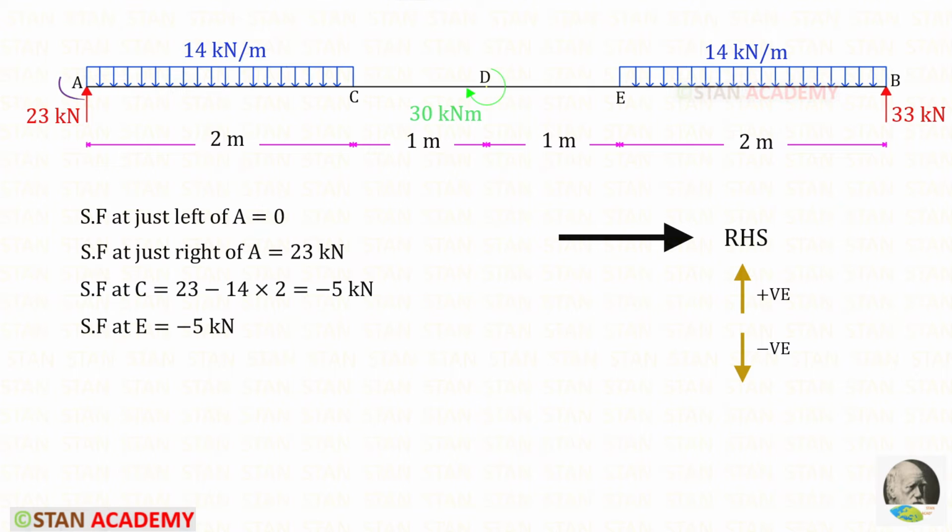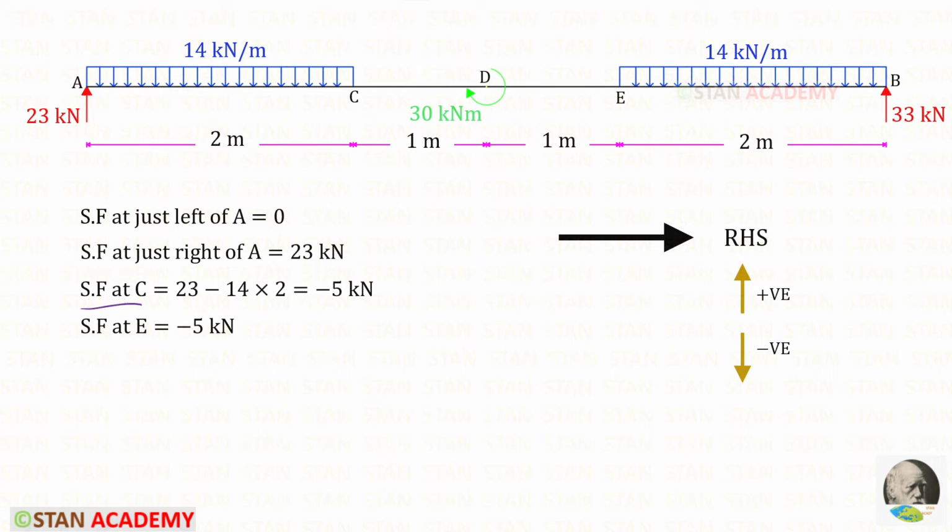To find the shear force at A, C and at E, let us use the right hand side rule. No need to find the shear force at D, because there will be no change in the shear force due to the point moment. Shear force at just left of A will be 0, and at just right of A will be RA, which is acting upwards, so it will be positive.